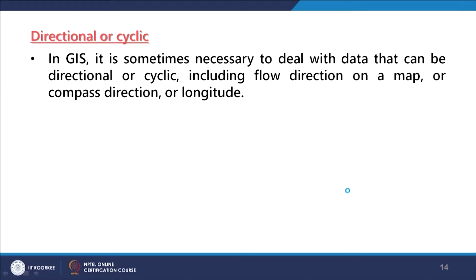So in GIS it is sometimes necessary to deal with data that can be directional or cyclic. Here I want to mention that in earlier GIS systems this capability was not there, and we had a lot of difficulties when we started using GIS for directional data. But now most of the popular GIS software have capabilities of handling directional or cyclic attribute data very smoothly. Only thing, while bringing data into your database, you have to declare that the field is going to be directional.